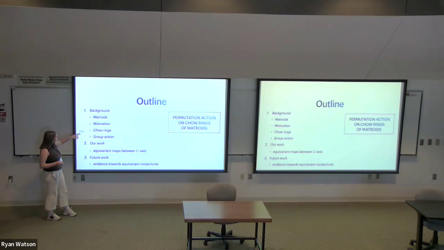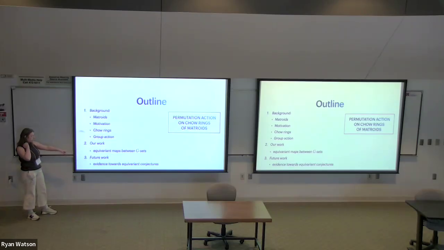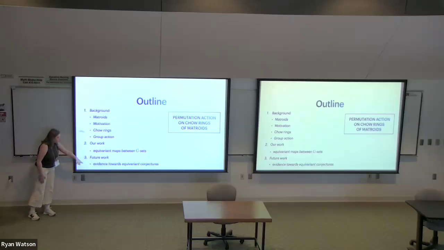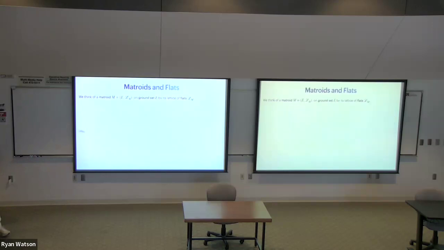Okay. So for background, I'll talk about what matroids are. I'll talk about the motivation of this problem. Then I'll talk about what Chow rings are and what I mean by permutation action, group action. Then I'll talk about our work, which I describe as creating equivariant maps between G sets. Then I'll talk about future work, which is building some evidence towards other equivariant conjectures and other rings we can apply this thinking to.